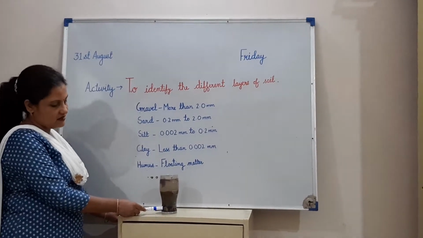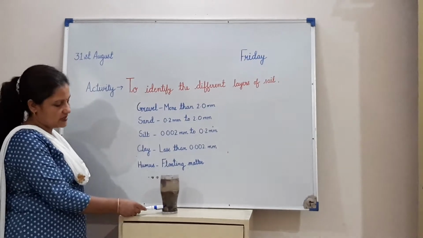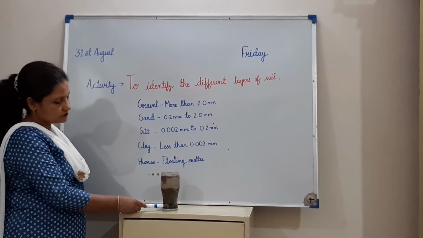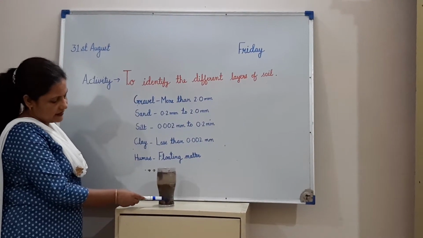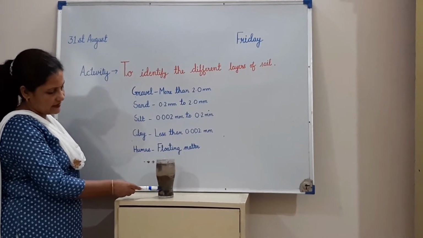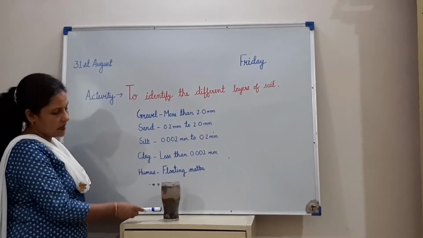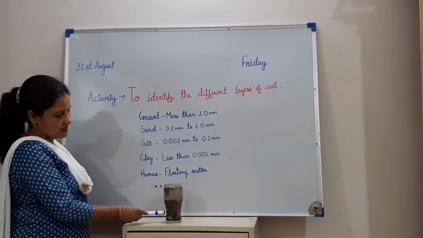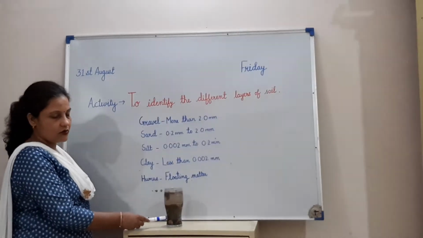The heavier particles settle down at a faster rate and collect at the bottom of the glass. After that, the second layer from the bottom is made of sand particles, having coarse soil.